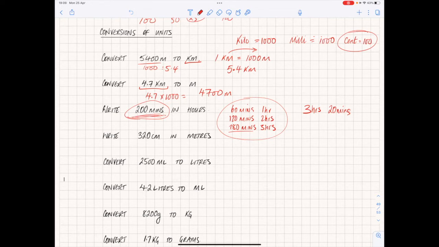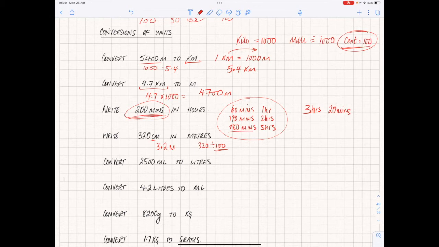So 320 centimetres to metres. Well, we know that 100 centimetres is 1 metre, 200 would be 2 metres, so 300 means it must be 3 point something, so it's 3.2 metres. So technically what you're doing there is 320 divided by 100. Remember, it's 100 now because it's centi. Cent means 100, so it's centimetres to metres.